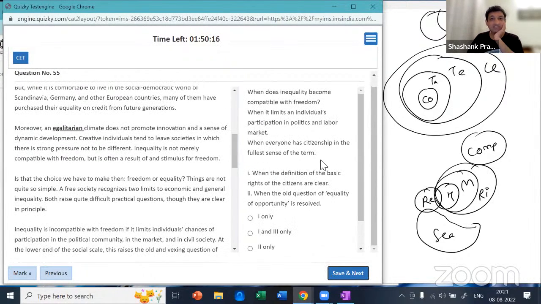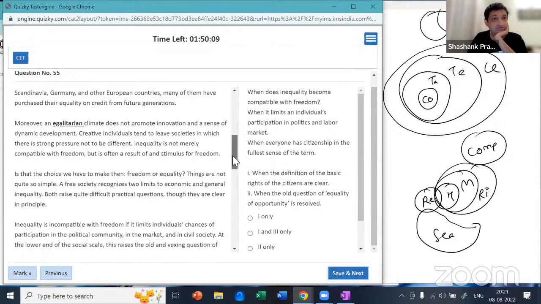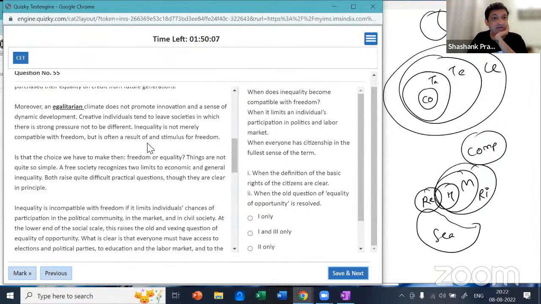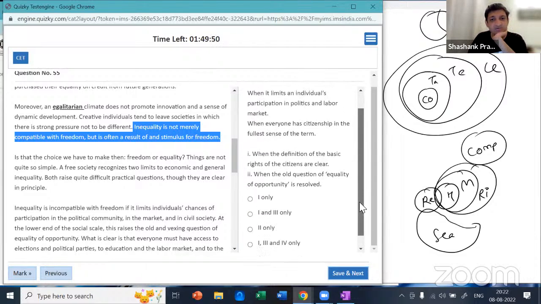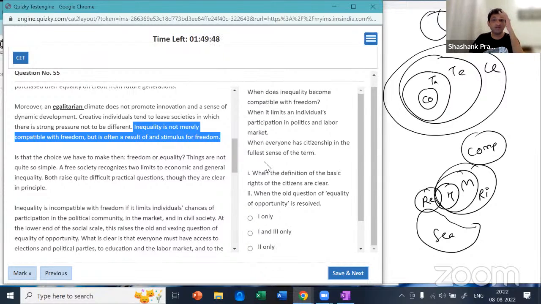Again, I'm not sure. This is sunk cost. I should not have gone for this. Okay. Inequality compatible with freedom. I was seeing it somewhere here. Inequality is not merely compatible with freedom. It is often a result of stimulus for freedom. When is it compatible with freedom? When it limits individuals' participation. Okay, what is this, 1 and 3 only? 1, 2, 3, 4. Okay, the numbering is off. So this should be 1, 2, 3, and 4, I think. Okay. When it limits an individual's participation.